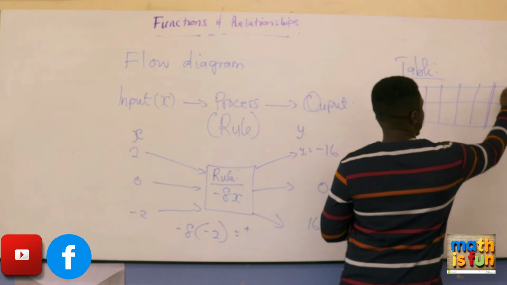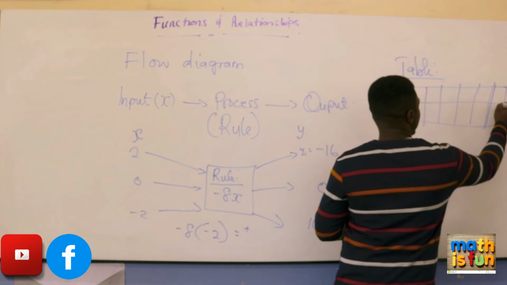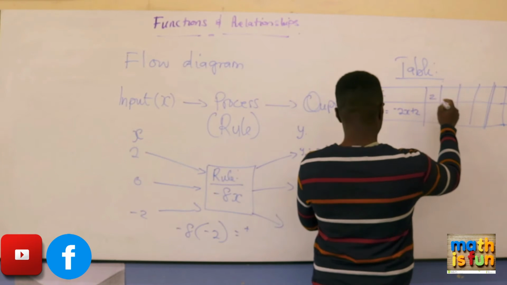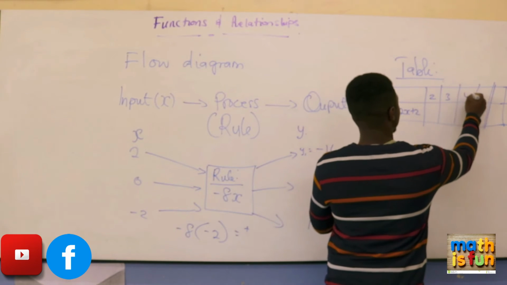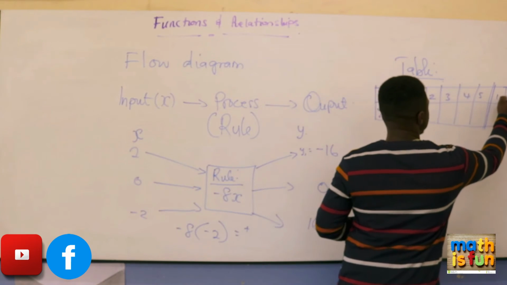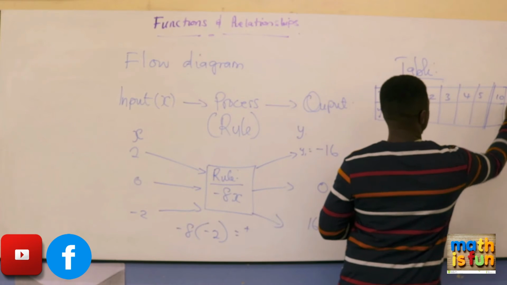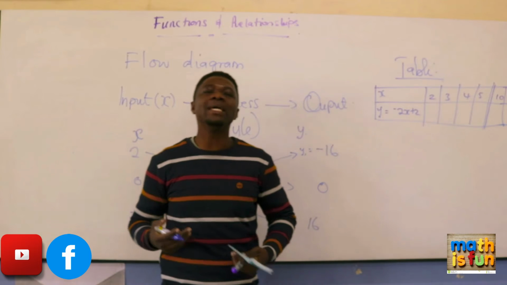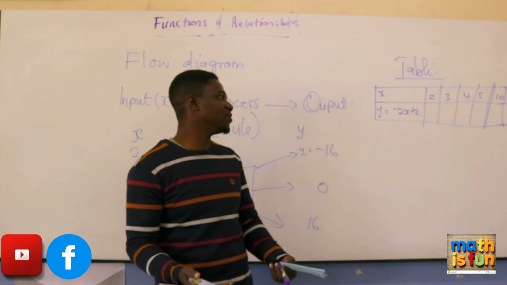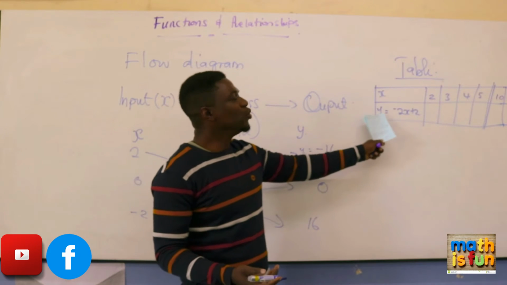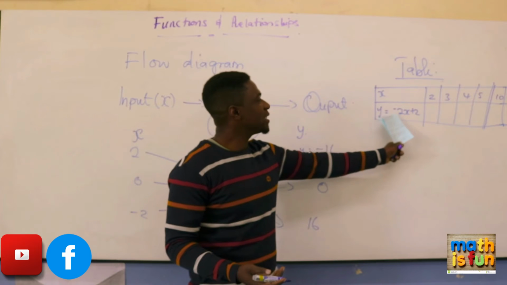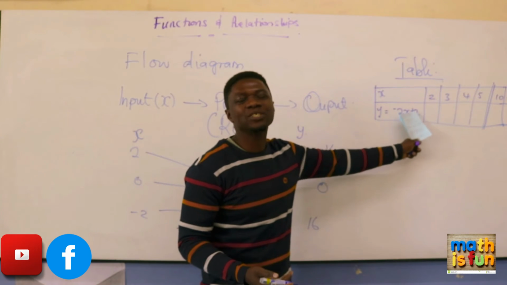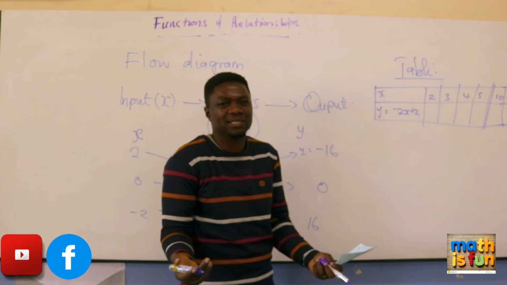Let me block this side and add another one here. Okay, so I have 2, 3, 4, 5. Here is 10 and here is 51. In this particular case, the rule is given to us. For you to find y, multiply the x value by negative 2, then after that add 2 to the product. That is what it means.